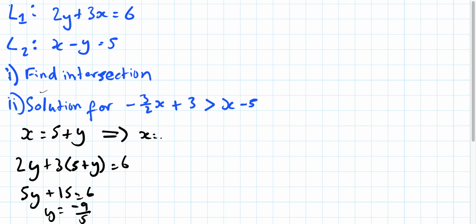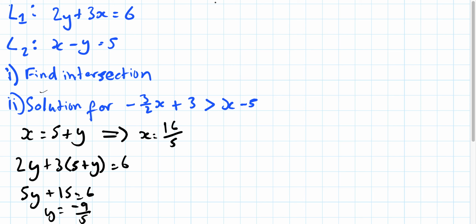x equals 5 minus 9 over 5 is going to be 16 over 5. So that's my intersection point on the graph.